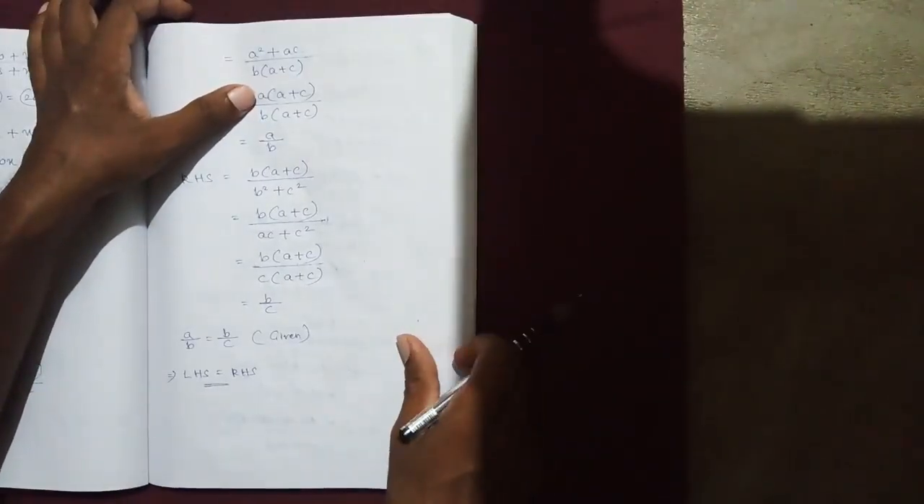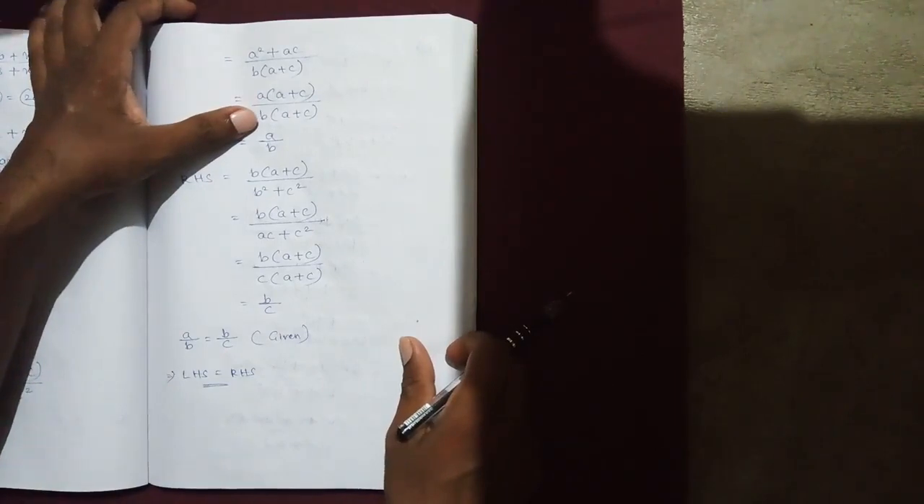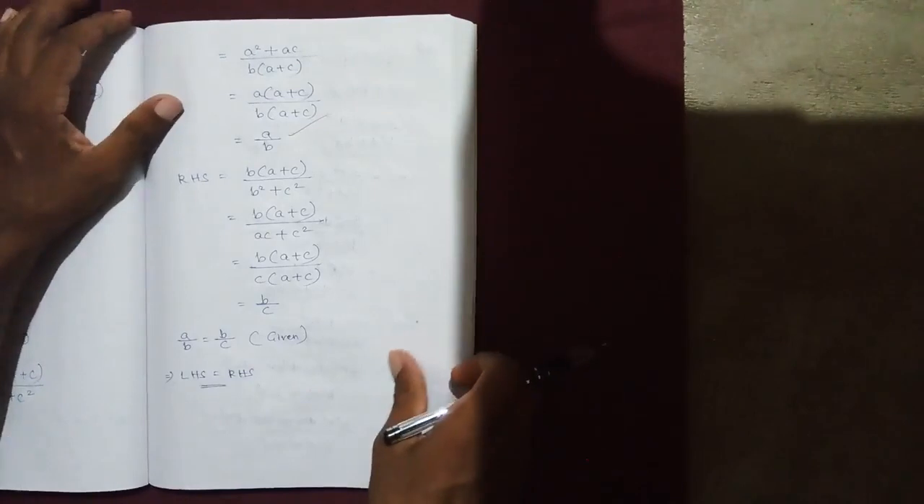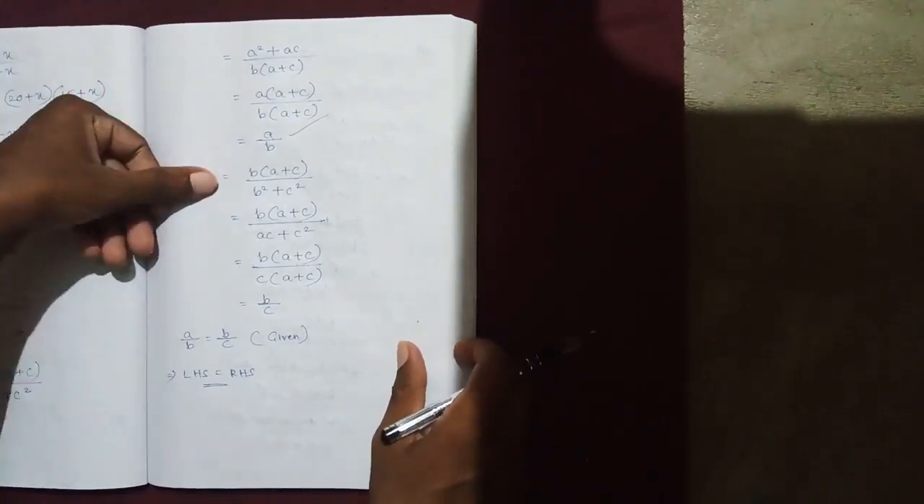From the numerator we can take a common, so remaining will be a plus c, then b whole a plus c. A plus c cancel, we will get a by b. LHS we got a by b. Now let us move to RHS.